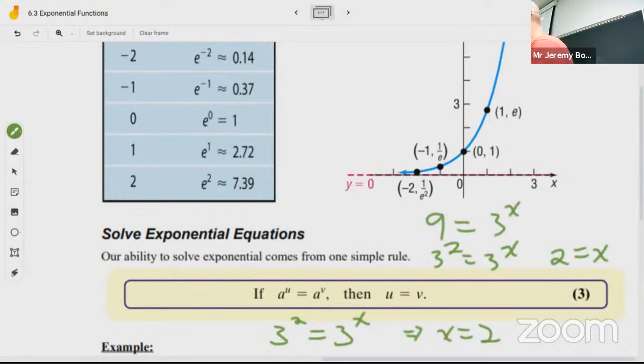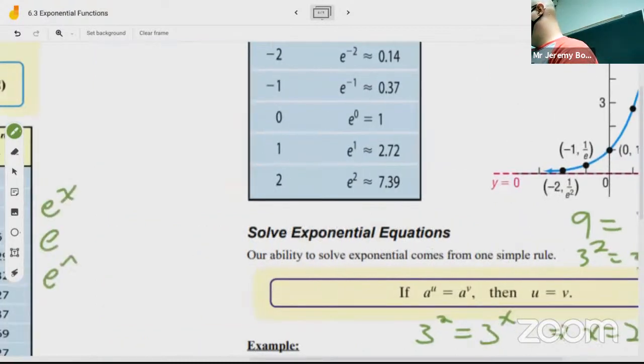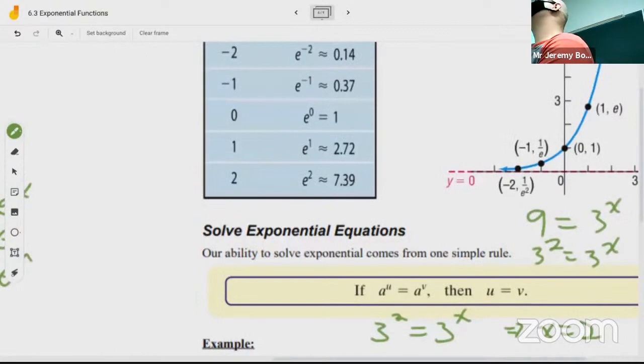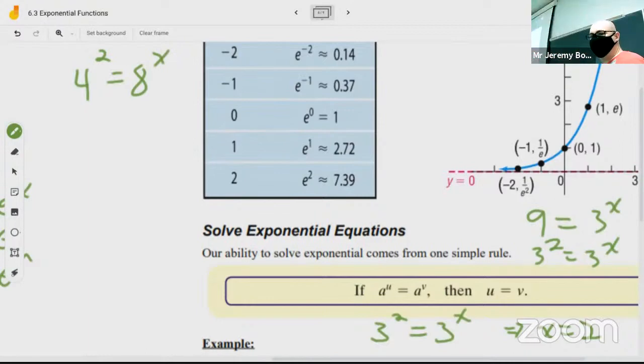What if we had, do I have room here? Yeah, I got room. What if we had... I don't want to go that far. Now let's keep it simple. What if we had 4 squared is equal to 8 raised to x? What do you think we can do there?